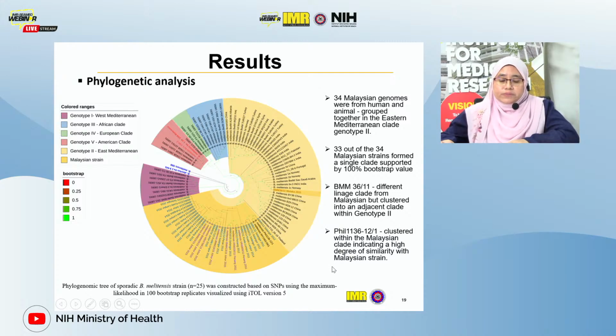Whole genome phylogenetic analysis was used to determine genetic relatedness between the 25 Brucella melitensis strains in this study and other strains collected from diverse geographical locations. This phylogenetic tree, obtained from SNPs, relates to 5 geographic clusters: genotype 1 is West Mediterranean, genotype 2 is East Mediterranean, genotype 3 is the African clade, genotype 4 is the European clade, and genotype 5 is the American clade.